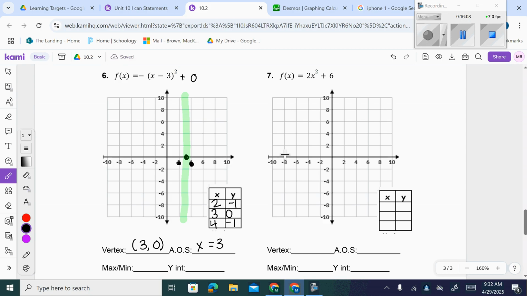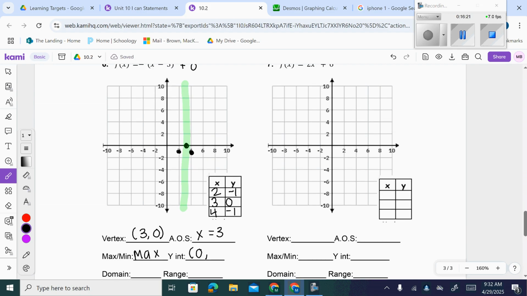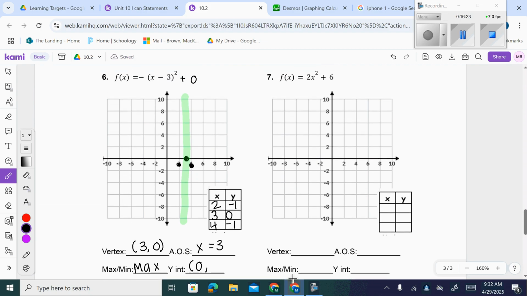All right, Travis, would this be a max or a min? Good, because your vertex is your highest point. All right, y'all, how do you find your y-intercept? Okay, put 0 in for your x and see what you get. -9. Good, so go graph 0, -9.